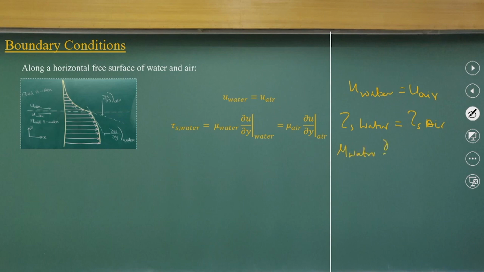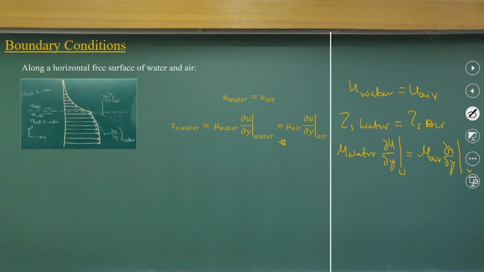times the gradient of velocity in the y direction at the water, equal to mu air times the gradient of velocity of u at the air. So, if you look at that, I just used Newton's law of viscosity, the relationship between stress and the velocity gradient.